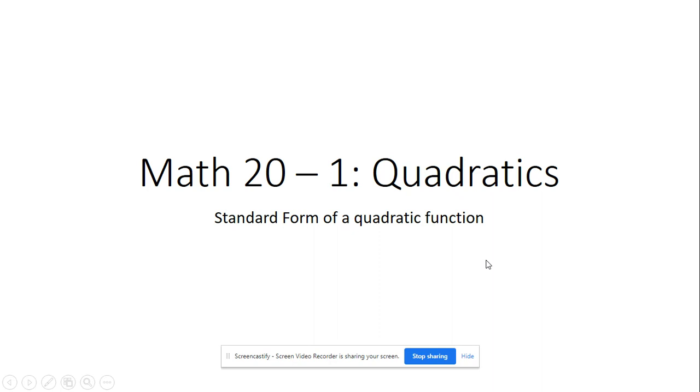Hey guys, welcome back. So I'm just going to continue our discussion on quadratic functions. So the second topic in your notes is called the standard form of a quadratic function.